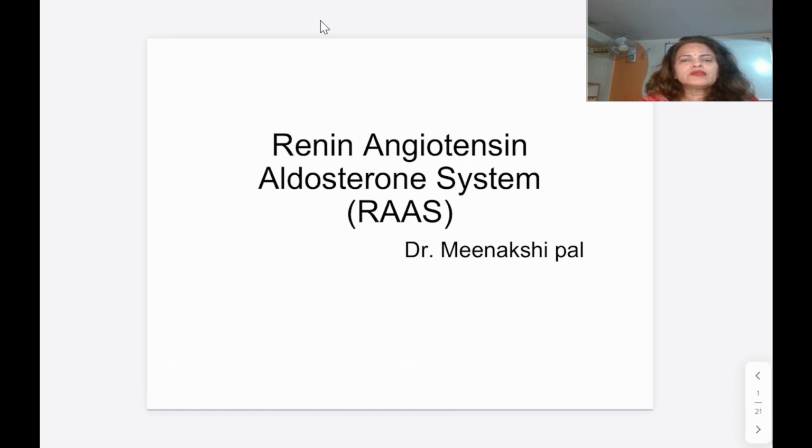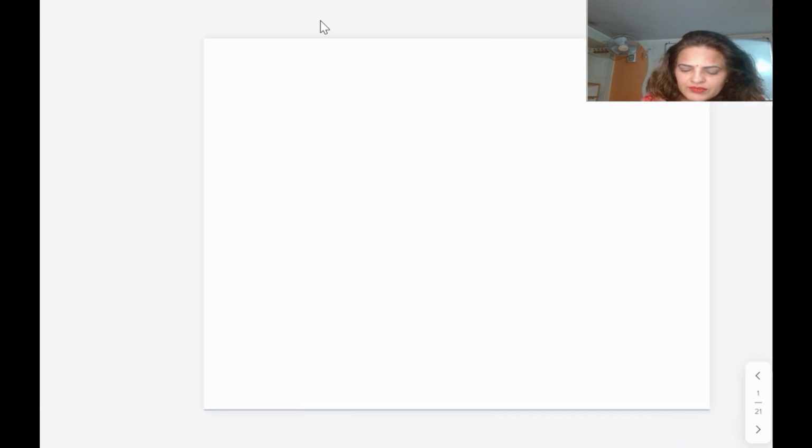Today I'm going to start another topic of pharmacology, that is RAS. And if we expand it, it is the Renin Angiotensin Aldosterone system. So what is this system?